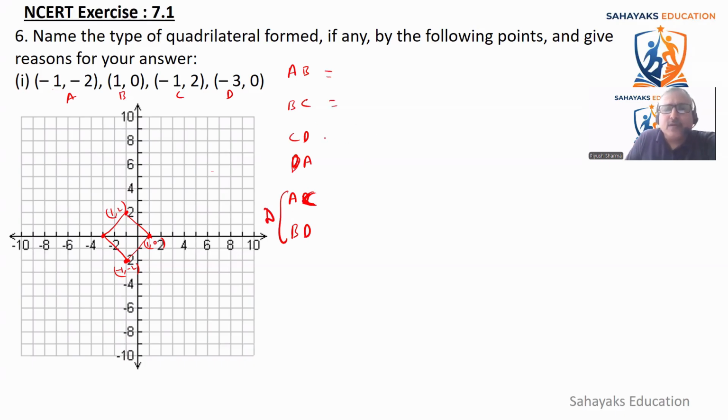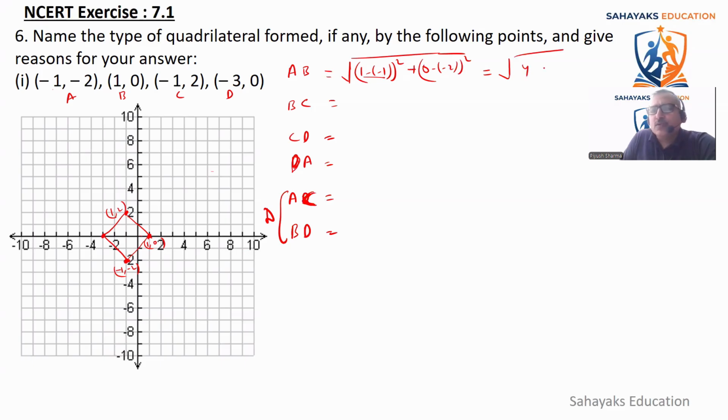So AB, let's find out. Square root of (1 minus -1) whole square plus (0 minus -2) whole square. So what is this value? 1 plus 1 is 2, 2 square is 4. The square root of 4. And this is again 2 square, so 2 square is 4. So I can say square root of 8 is equal to 2 root 2.